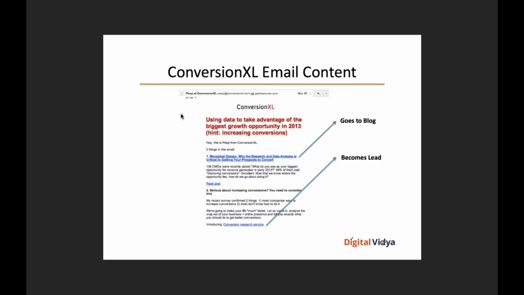Here again, this is an example which you saw earlier, of an email by Conversion Excel, wherein they've given a piece of content in the emailer. The second call to action talks about a research report which they've recently authored, which people can click on, and after dropping the lead information, they can download.